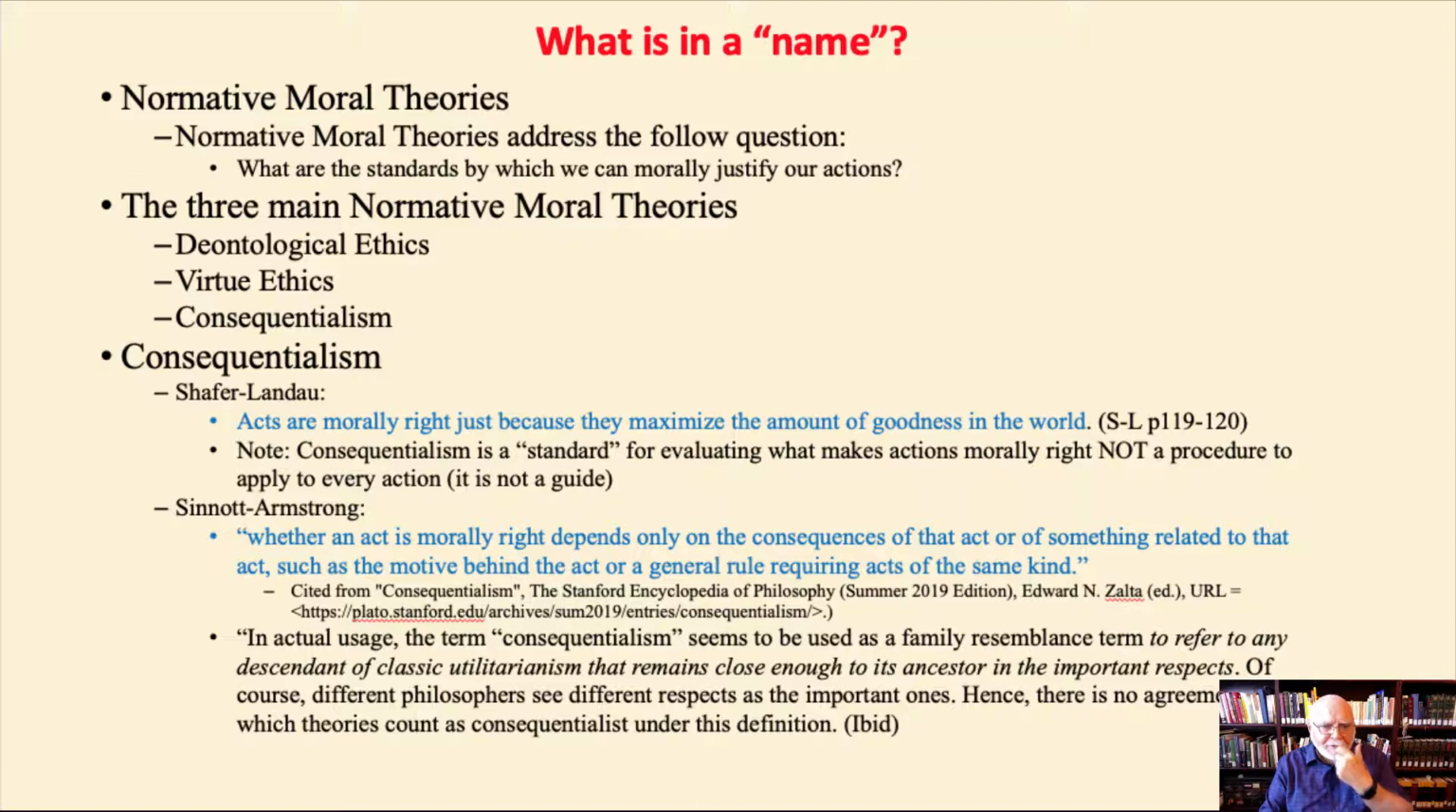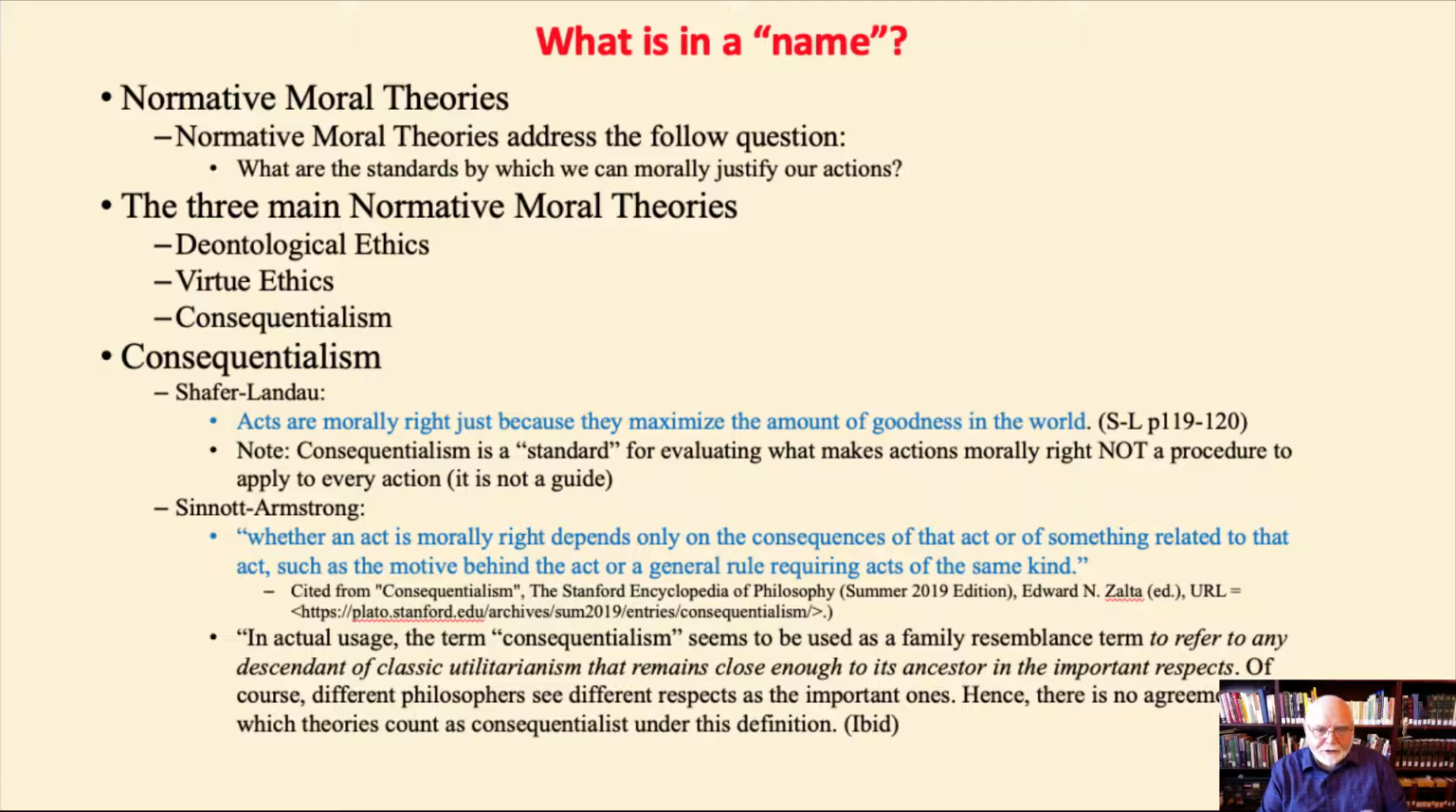Now, there are interesting observations that we should make at the beginning. First, Shafer-Landau has given us a very useful definition of consequentialism as distinct from utilitarianism. He says, acts are morally right just because they maximize the amount of goodness in the world. Now, I think it's a very useful definition for us to begin this discussion, but we really do need to take into account some qualifications.